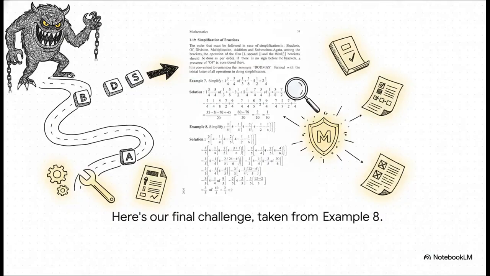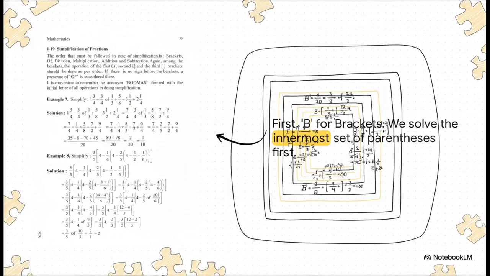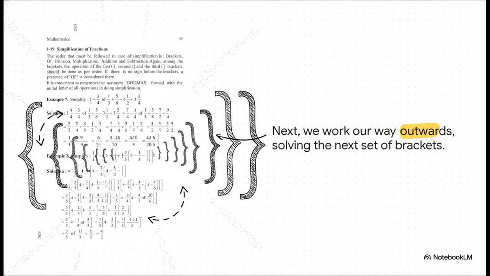Hey, remember that really intimidating problem from the beginning? Let's use our new toolkit and our BODMAS roadmap to take on a similar one step by step. We are not going to guess here. We're going to follow the manual to the letter. Okay, first things first. Our roadmap says B for brackets. So we scan the problem and we find the deepest, most buried set of brackets inside. We're going to solve that little piece of the puzzle first and just ignore everything else for a second. See? It's already a little bit simpler.